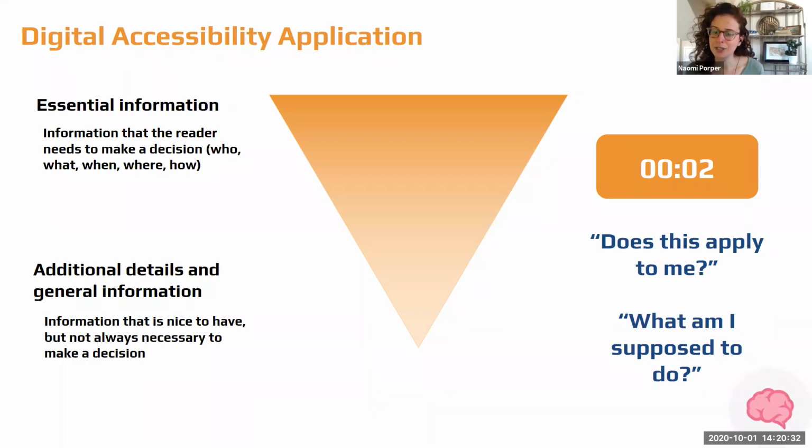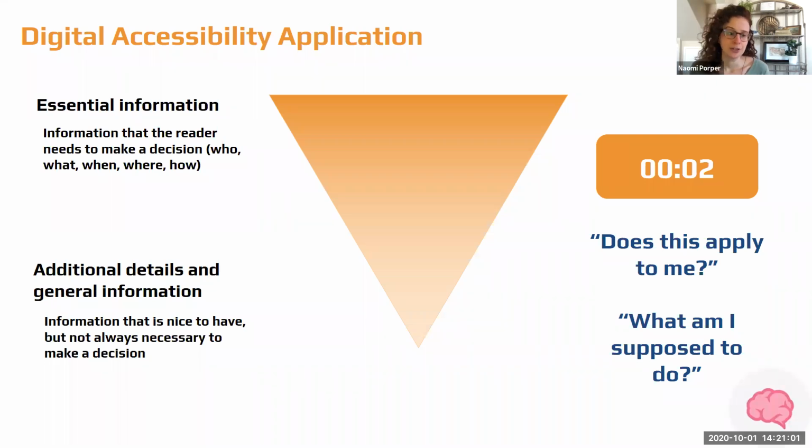The premise here is you really have a few seconds to hook your readers and make it obvious whether your content is relevant to them, on average about 2 seconds. For people to assess if they're skimming a page or a message or even a subject line: Does this apply to me? What am I supposed to do? And so part of what this framework is designed to get folks thinking about is to lead with that essential information that the reader needs to make a decision: the who, what, where, and the when.